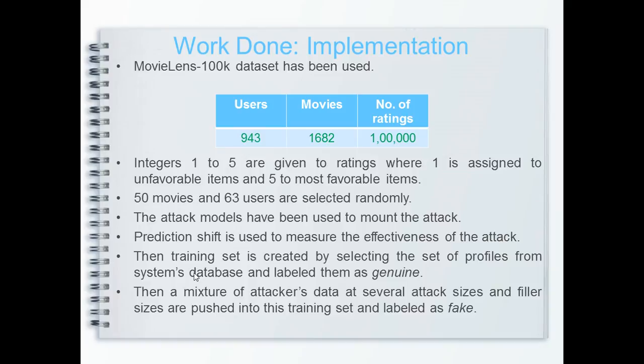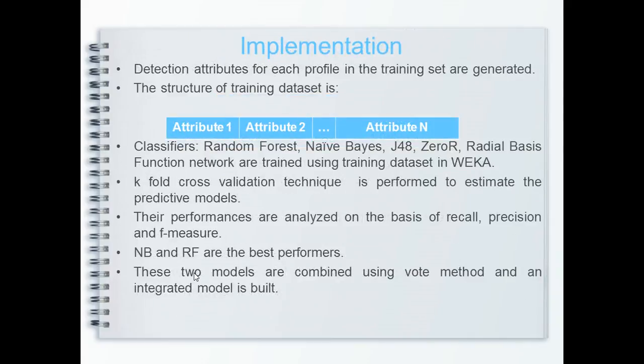Then the training set is created by selecting a set of profiles from this database and labeling them as genuine. Similarly, we mix the attacker's data into the system's database at various attack sizes and filler sizes and label them as fake. Then detection attributes were created. This is how the structure of the training set is: attribute 1, attribute 2, up to attribute n.